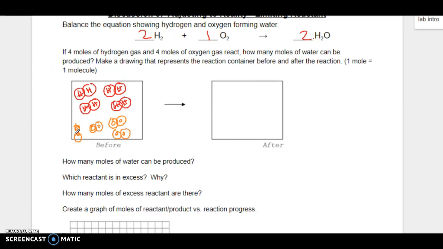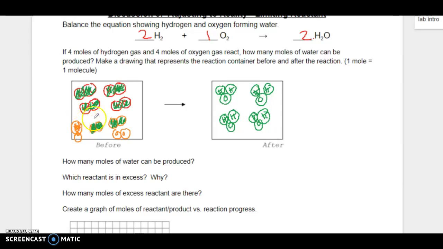So I have 4 hydrogens and 4 oxygens, and I want to know how much water I'm going to be able to make. So you want to think here, I need to get 2 hydrogens and 1 oxygen. If I take 2 hydrogens and an oxygen away over here, then I can get a water. If I take 2 hydrogens and an oxygen, I can get another water. 2 hydrogens and another oxygen give me another water. And then 2 hydrogens, another oxygen, give me another water.